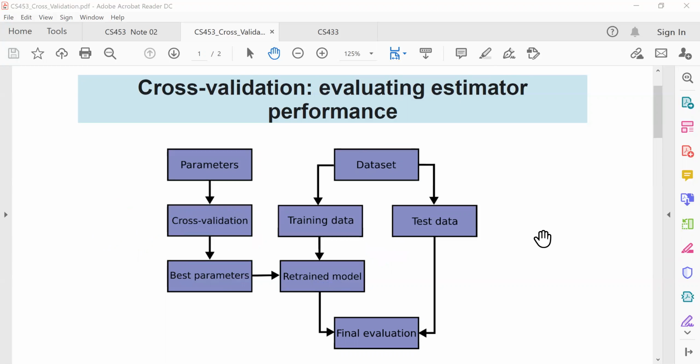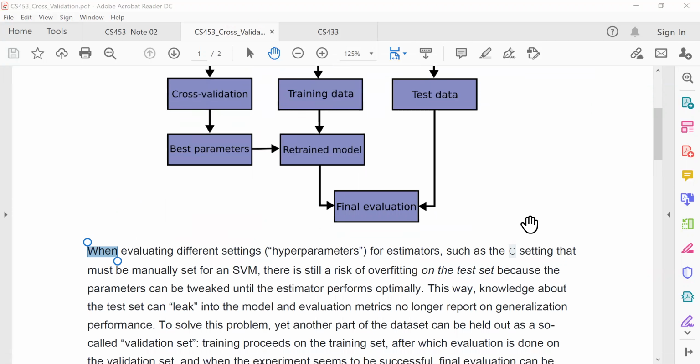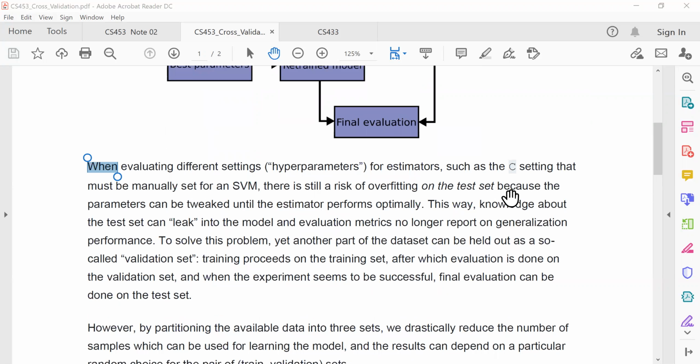So that's the purpose of cross-validation. What does that mean? Let's take a look. Previously, you remember when we did gradient descent and SVM, if you recall for sklearn, we have that C parameter. What is C? It is the inverse of lambda, and lambda is for the regularization.